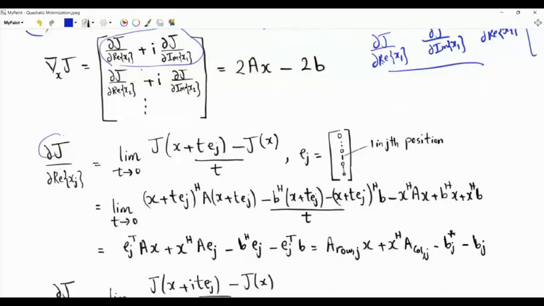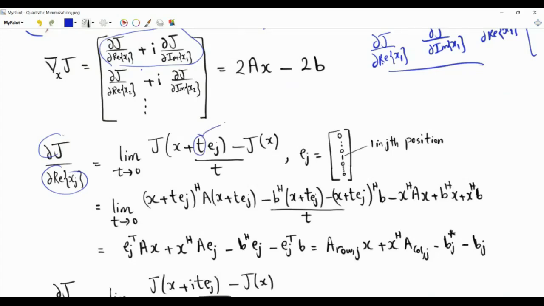So the partial derivative of J with respect to the real part of x sub j, small j here, from the definition of a partial derivative, we will take vector x and we will perturb basically the jth component of vector x, specifically the real part of the jth component.